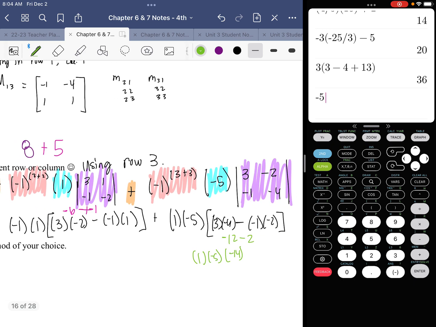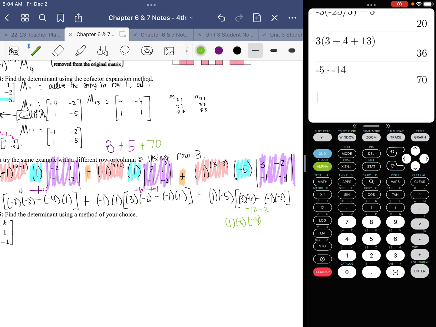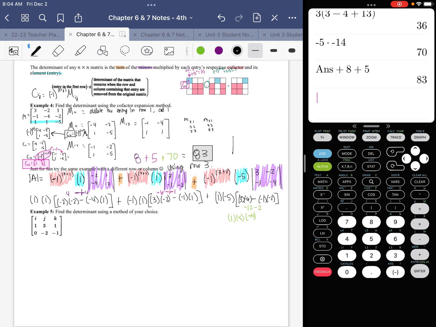So -5 times -14 is 70. So we do plus 70. And that comes out to be 83. So what we're saying with this is that the determinant of matrix A is 83. This is the determinant. Okay.